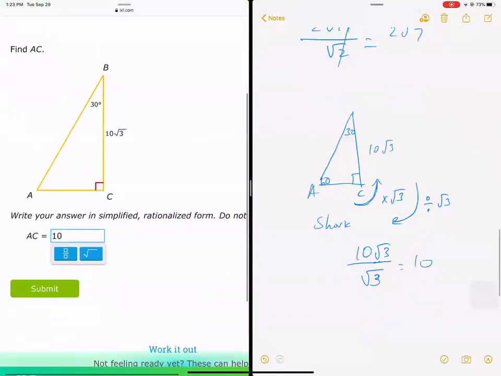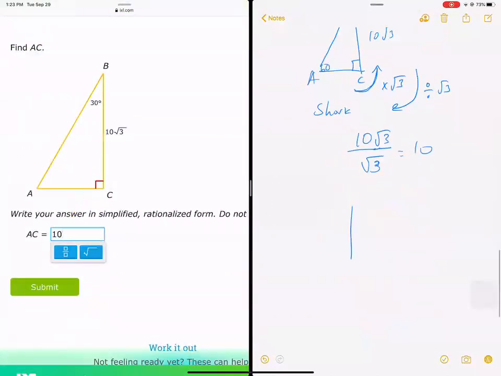Now again, let me revisit this 30, 60, 90 triangle. If I call this co, okay, this is double co. And over here, it would just be co square root of 3, whatever number it is. Given a 30, 60, 90 triangle, it's always going to be double to get to the hypotenuse.